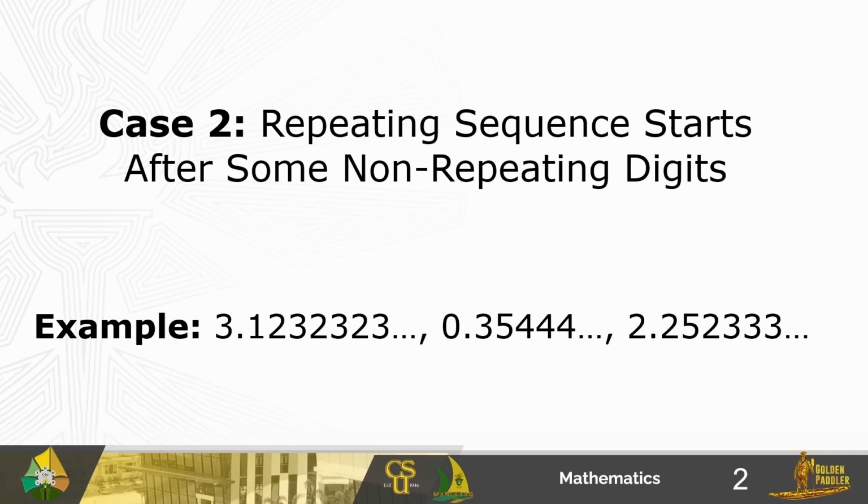In our previous examples, we have 3.1232323... In this case, as you can see, the repeating block is only 23, right after the 1, the non-repeating digit. The second example is 0.35444..., where the repeating block is only 4, right after 35. And then 2.2523333..., where the repeating block is only 33, right after 250.